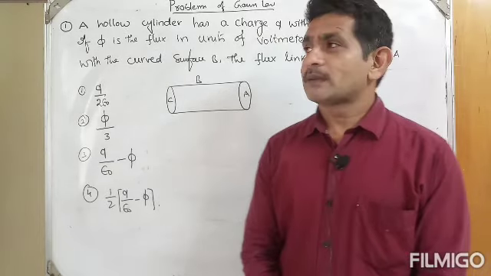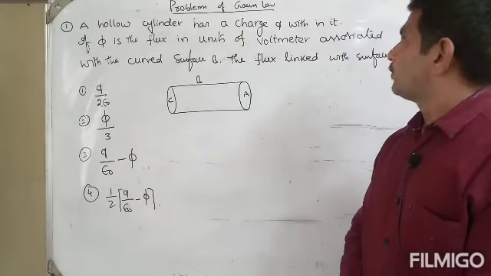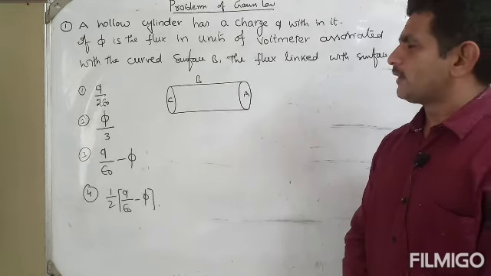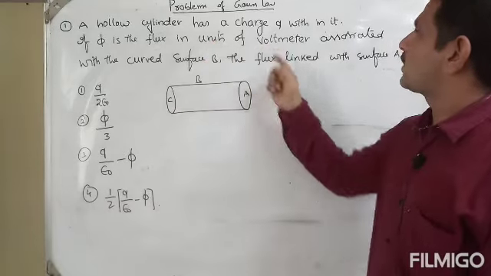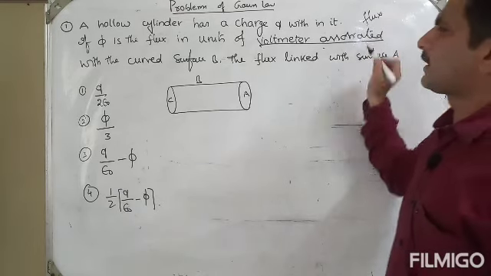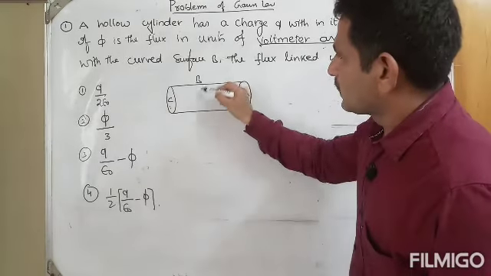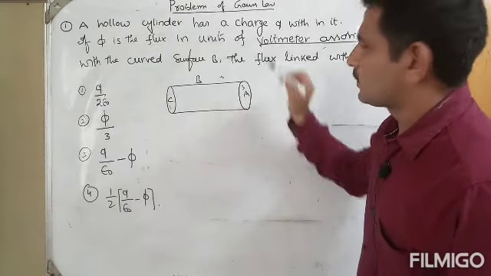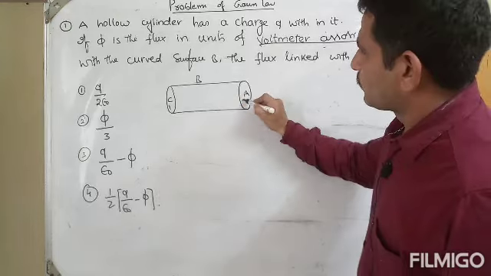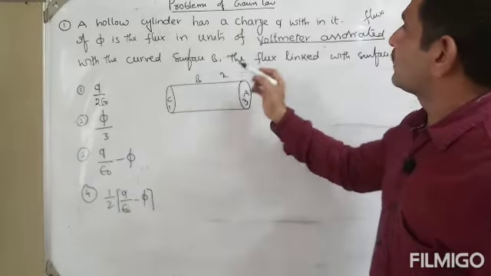What is the question? A hollow cylinder has a charge Q within it. If phi is the flux in units of volt-meter with the curved surface, there are three surfaces you can see: this is the curved surface, and this is 3, this is 2. So a total of 3 surfaces: 1, 2 and 3. Understand?